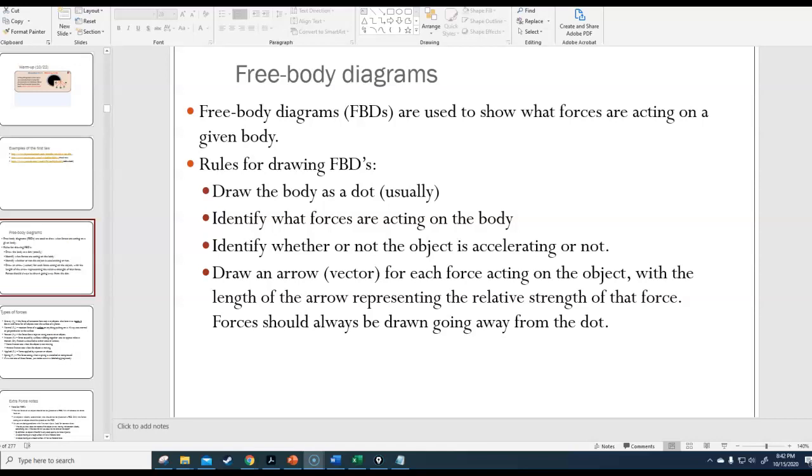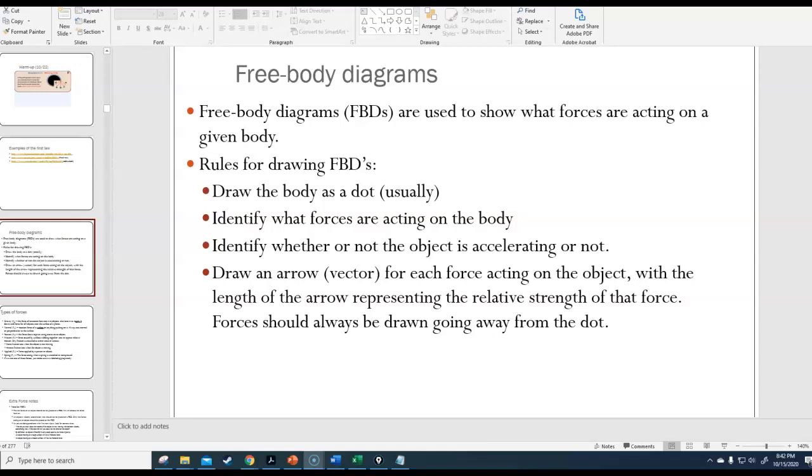Okay, so in this video we're going to talk about free body diagrams. Free body diagrams, or FBDs, as I call them, are basically something that you're going to include with most of your problems for the next couple months at least. And so this is just something that you need to become very familiar with and comfortable with, and so we're going to do lots of practice.